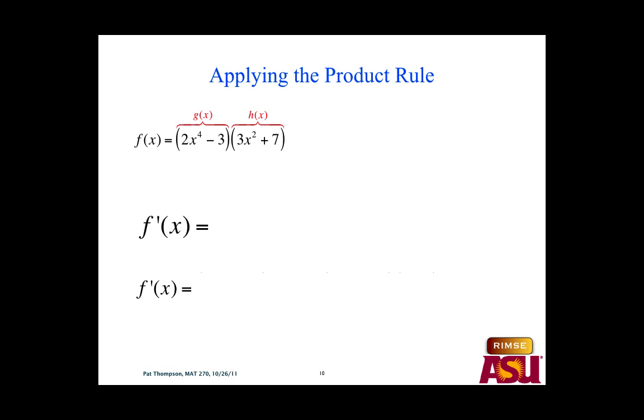If I want to write this out, g of x, this first factor, whatever you want to call it, is, well, I've got one term with an x and one constant term. So its derivative would just come from this 2x to the fourth. What's the derivative of 2x to the fourth? Yeah, 8x cubed, or 2 times 4x cubed, right?